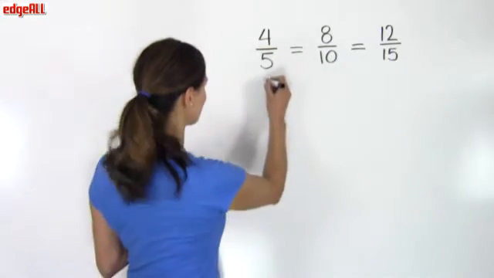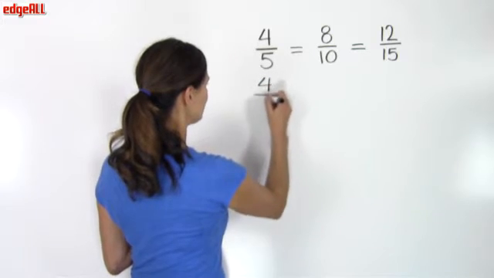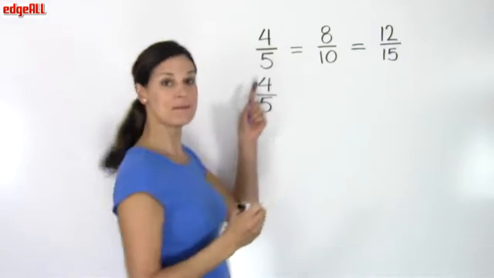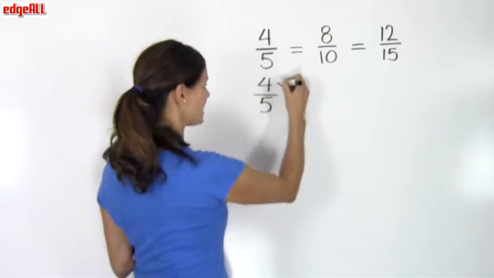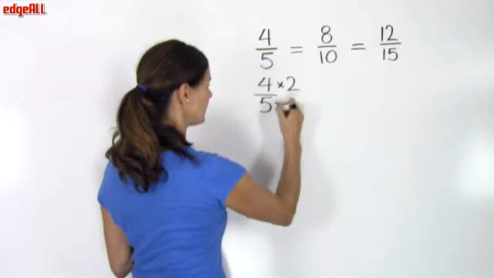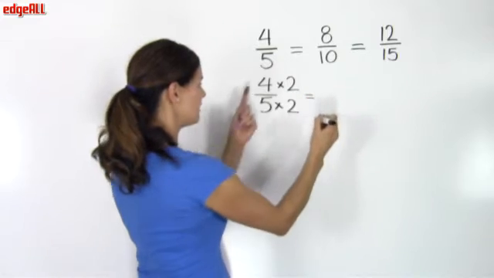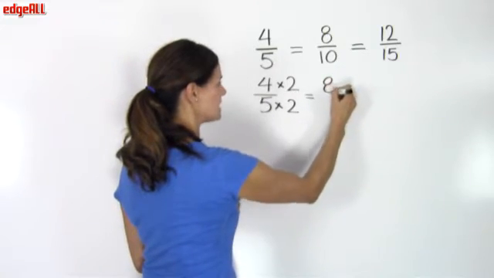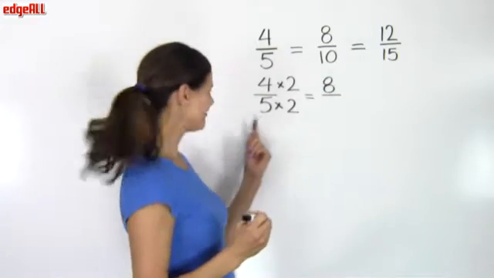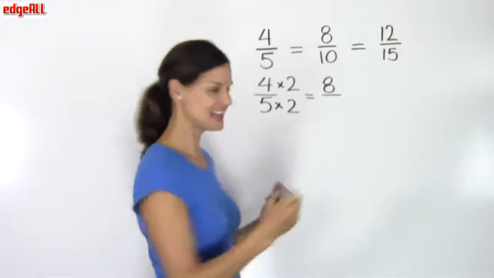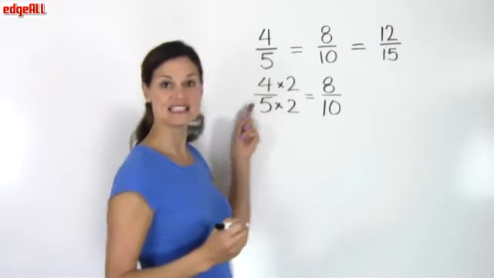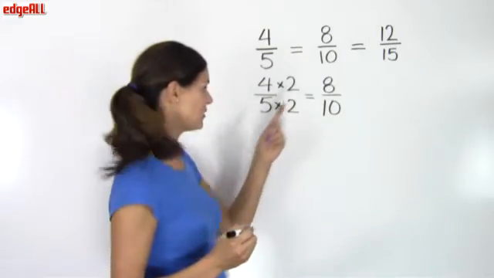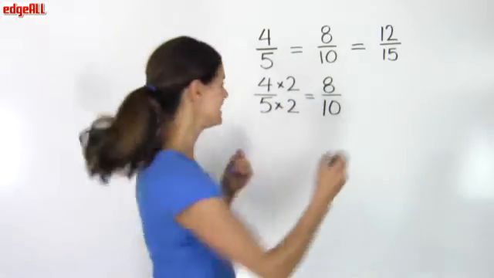So let's look at our 4/5 here. If I multiply both the numerator and the denominator by 2, I will have 4 times 2 equals 8 in my numerator, and 5 times 2 equals 10 in my denominator. 4/5 is equal to, or equivalent to, 8/10.